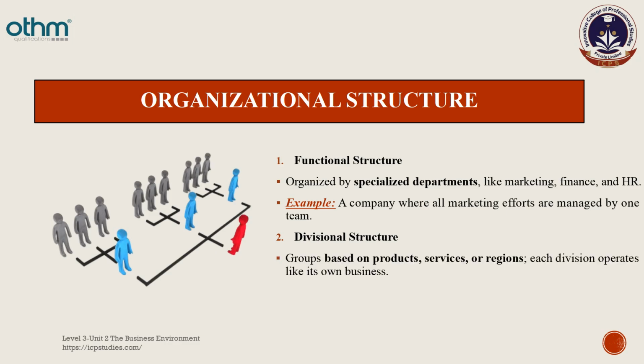The second is divisional structure. Divisional structure is group based, and these groups are based on different products, different services, different regions, and each division of the company operates like its own business. For example, there is a car company with separate divisions for electric vehicles and for SUVs.